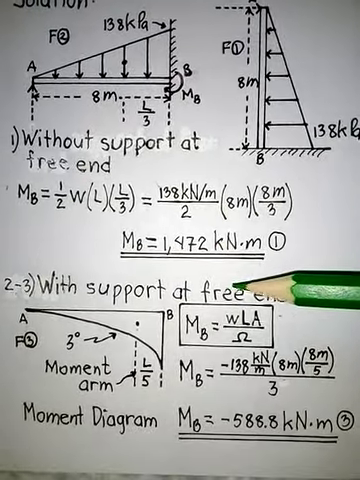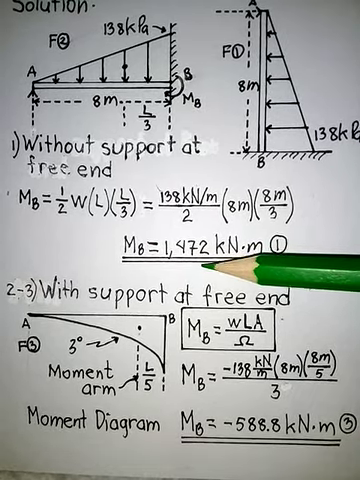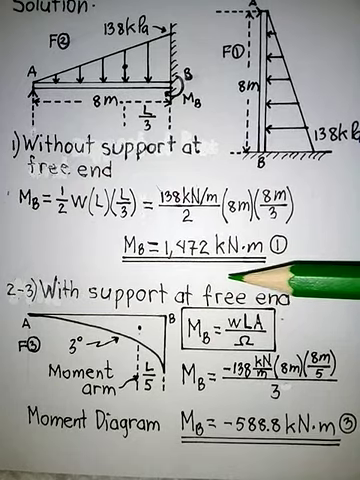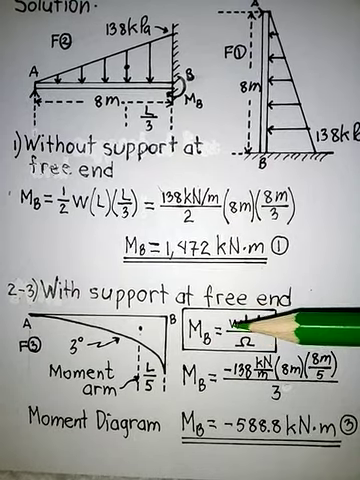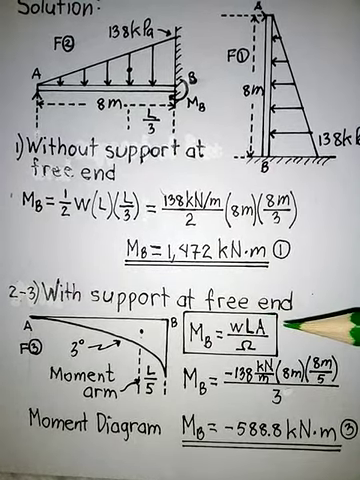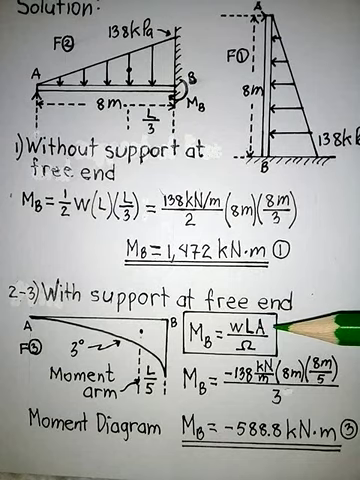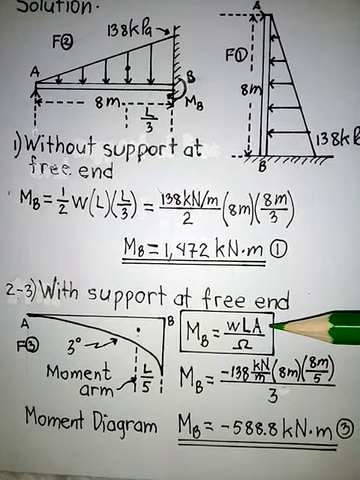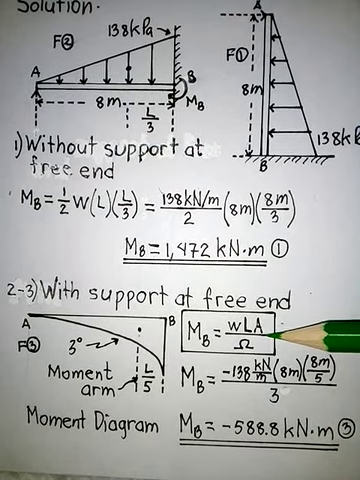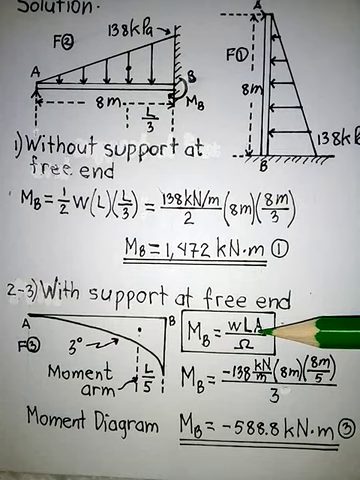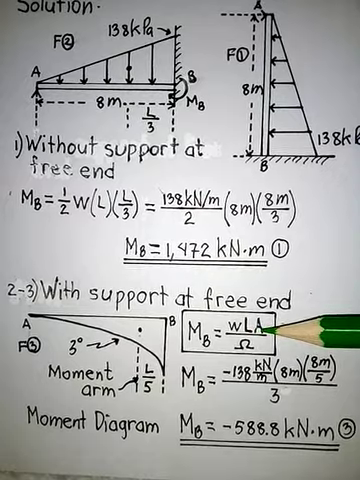Now, in number 2 and 3, we will analyze this cantilever beam with support at the prop end. So, in solving number 2 and 3, we will use this formula in computing the fixed end moment of a cantilever beam with support at the prop end. I've been working on this formula that I invented about 2018 and kept on enhancing and improving it ever since, until now that I found out that this formula is correct and accurate.